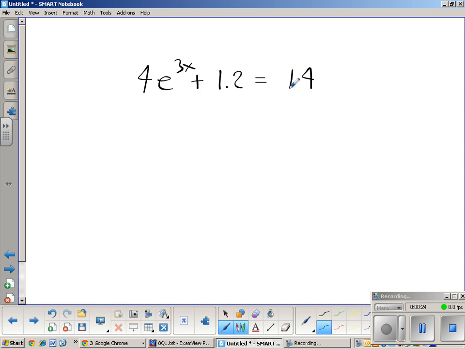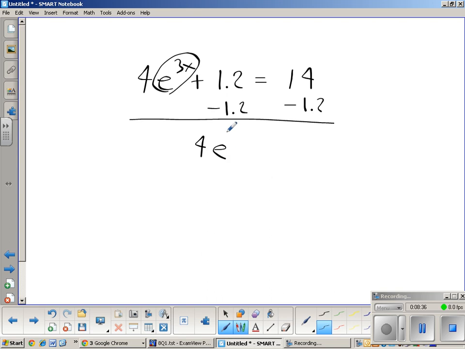The key is we want to get this all by itself first. And so we're going to subtract 1.2. So I get 4e to the 3x is equal to 12.8. Then I divide both sides by 4. So e to the 3x is equal to 3.2. Okay?